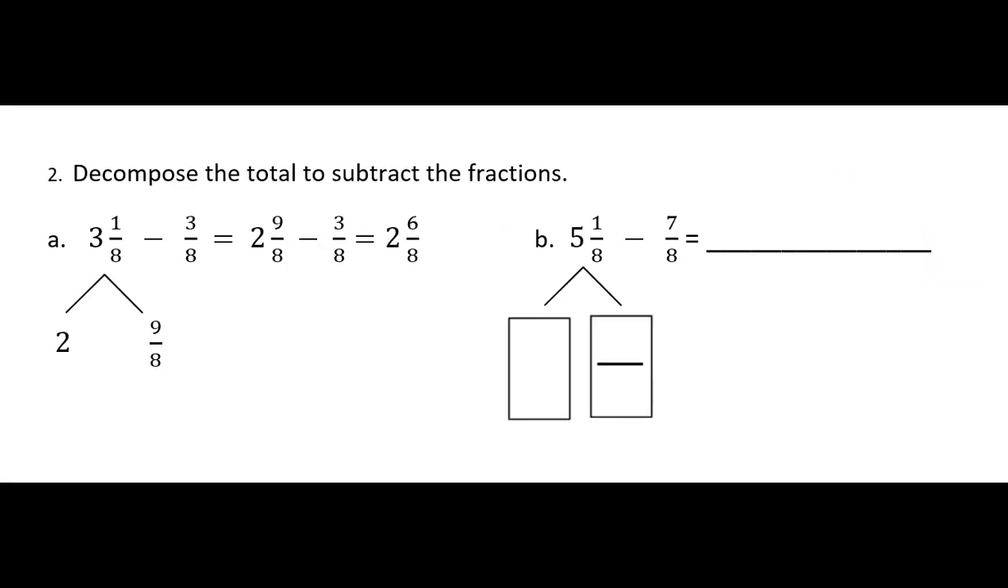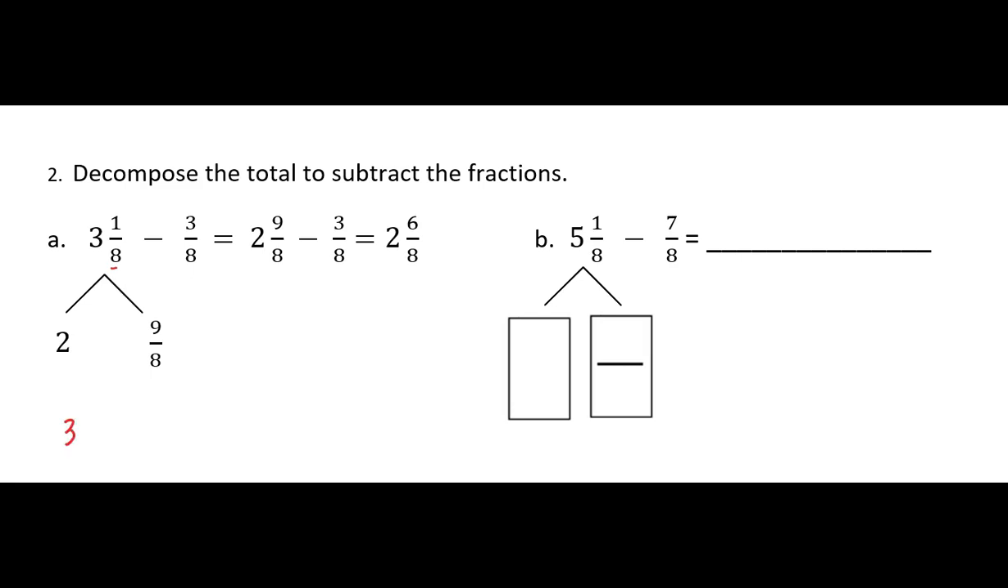In this section, we're going to show how we can use number bonds to regroup when we need to subtract. The first problem shows 3 1/8 minus 3/8. If I start by subtracting my fractions, I need to take 3/8 away. But the fraction part of my mixed number is only 1/8. So I need to get some more eighths there so I can do that subtraction.